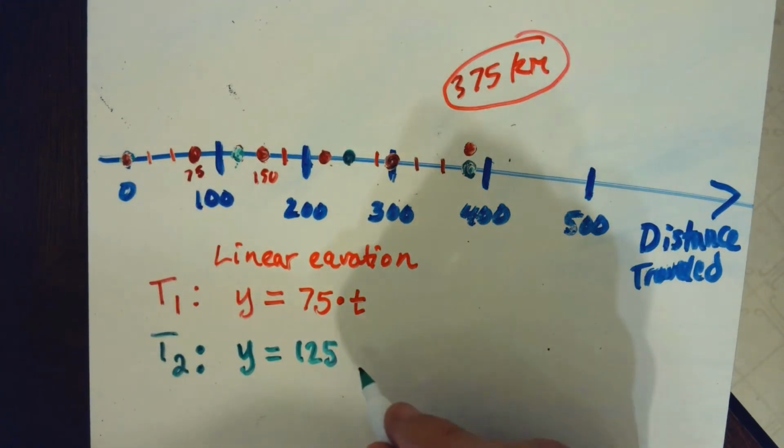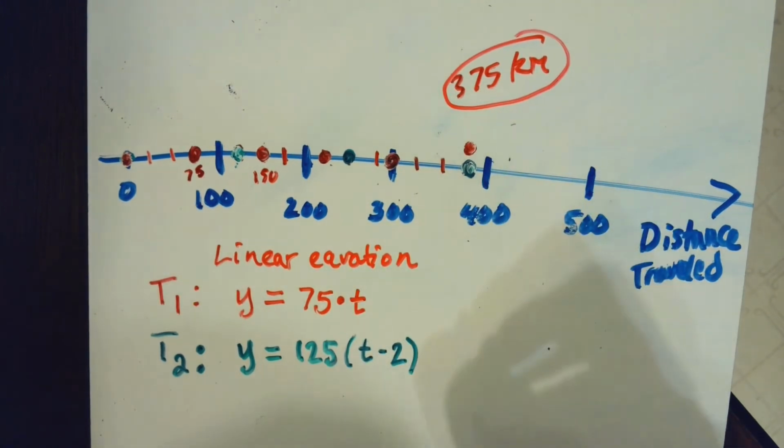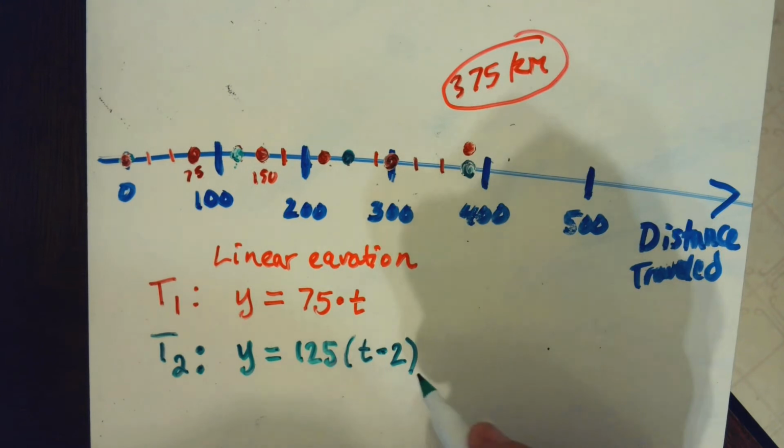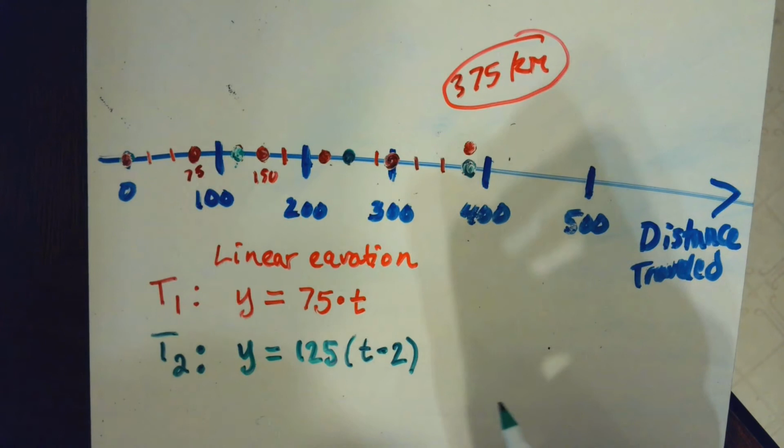So what we really need is to be able to plug in 2 into this function, and we need to get 0. Another way of putting that is that we need to put a t minus 2 here. In other words, we're 2 hours behind, so we have t minus 2. And notice that if we were to plug in 2 for t, we would get 0 here. So that is what we want.